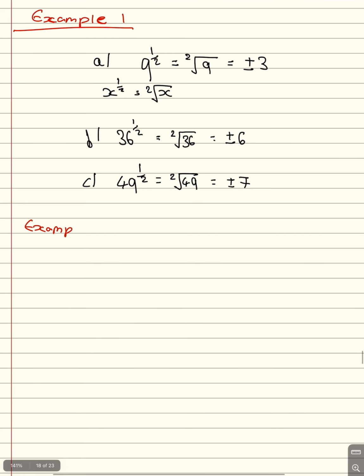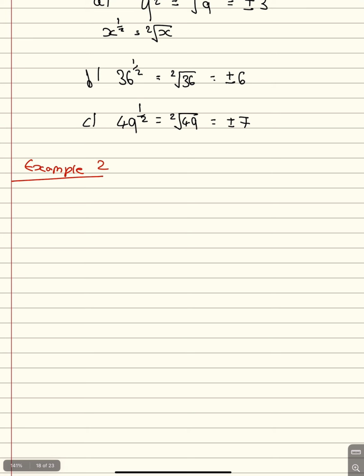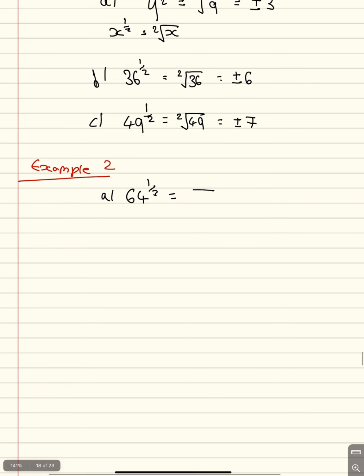Right, example 2. For part A, if we had 64 to the power of 1/3, we still take the root because we've got a fractional power. So I take the third root of 64. And the third root of 64 is 4. Again, I don't put plus or minus 4 because it's an odd denominator.